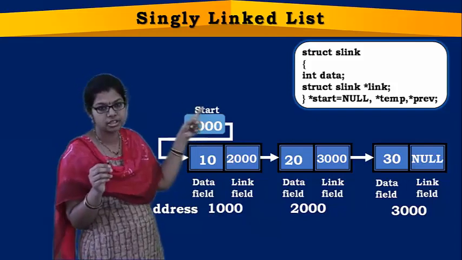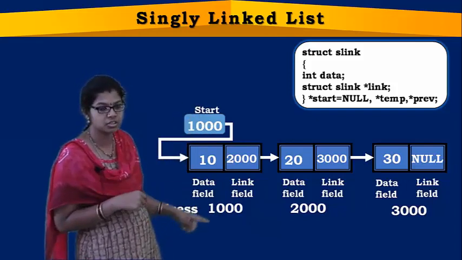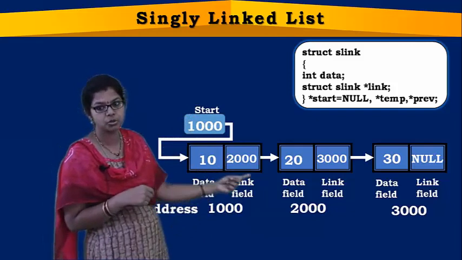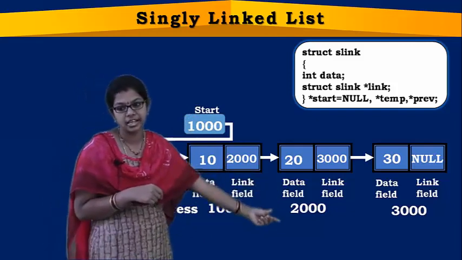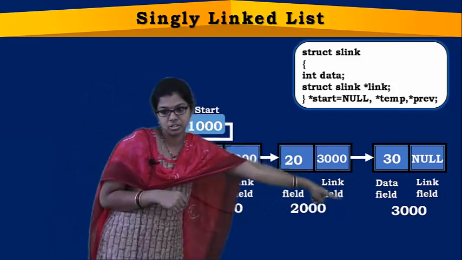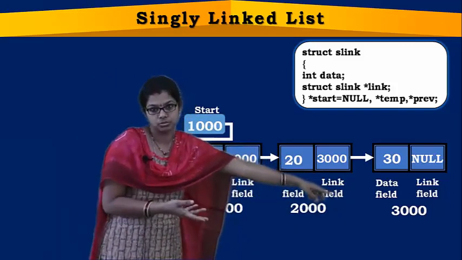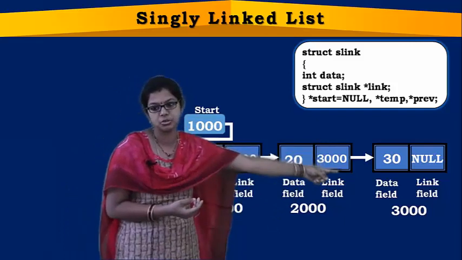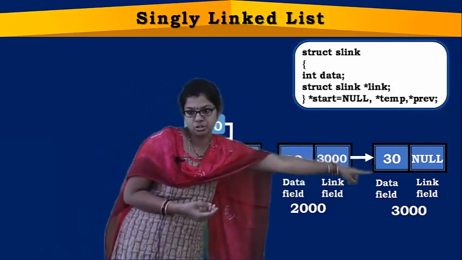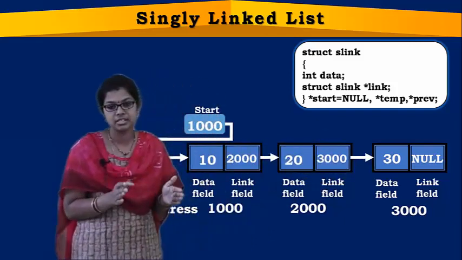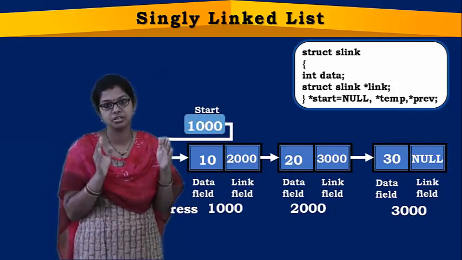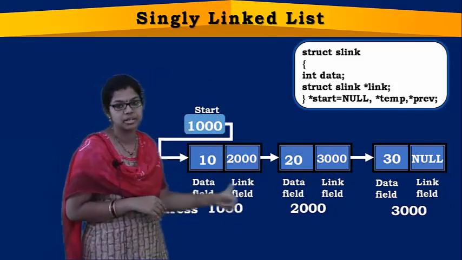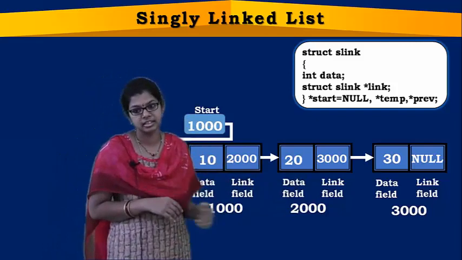So the start pointer is going to hold the address of the first node. The first node's link part is going to hold the address of the second node. The second node's link part is going to hold the address of the next node. Okay, and this repeats. And coming to the last node, its link part should be null. Null represents that this is the last node. So this is the representation of a singly linked list.